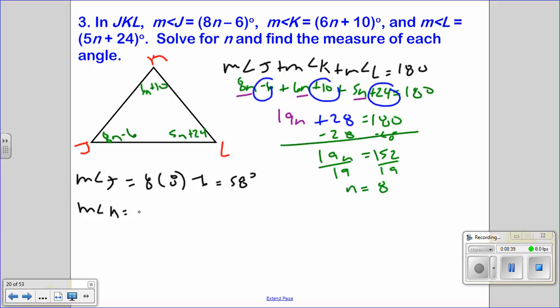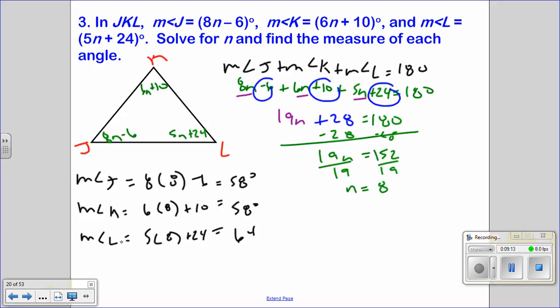Angle K was 6 times n plus 10. 6 times 8 is 48. 48 plus 10 is 58 again. And then the measure of angle L was 5 times n plus 24. 5 times 8 is 40 plus 24 is 64.